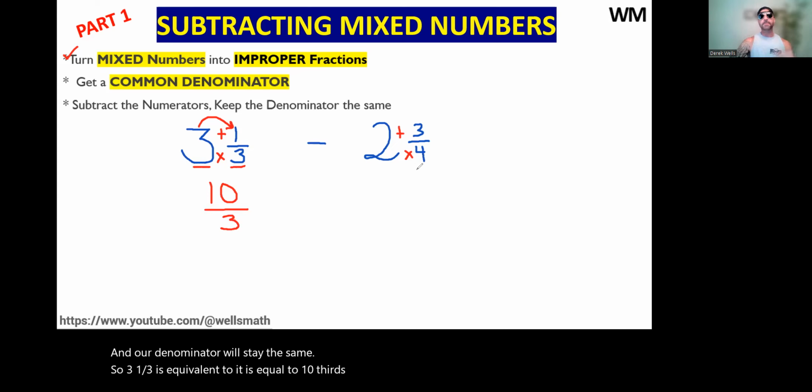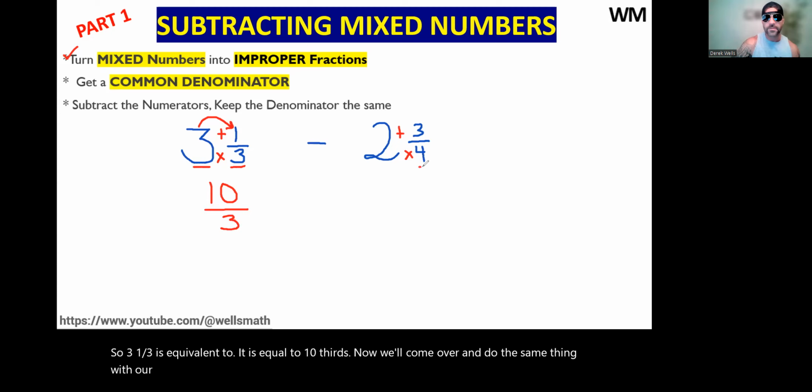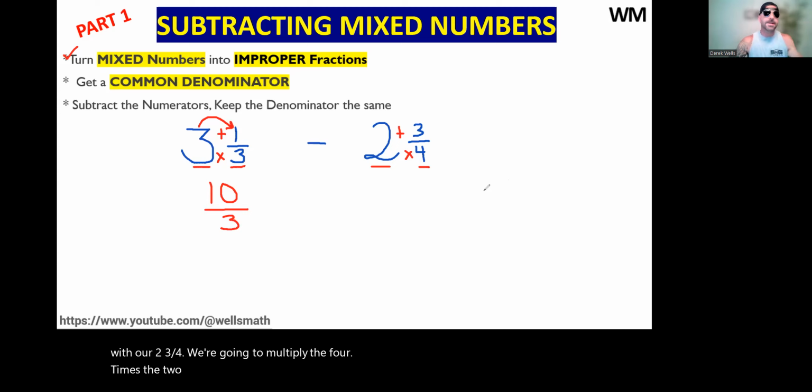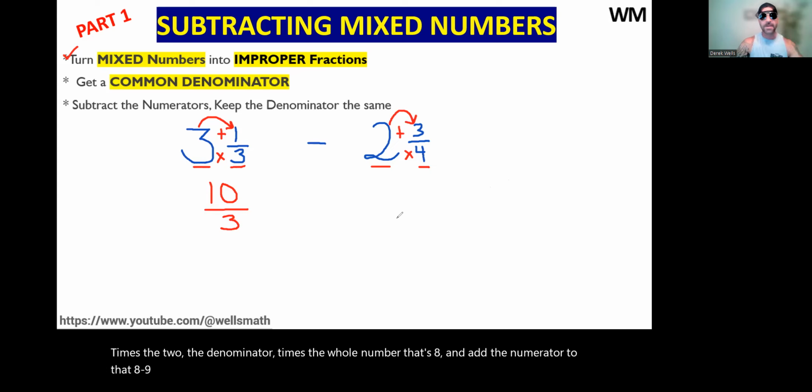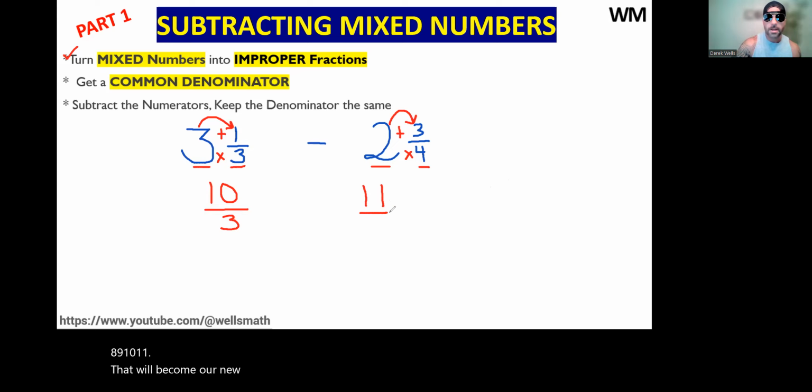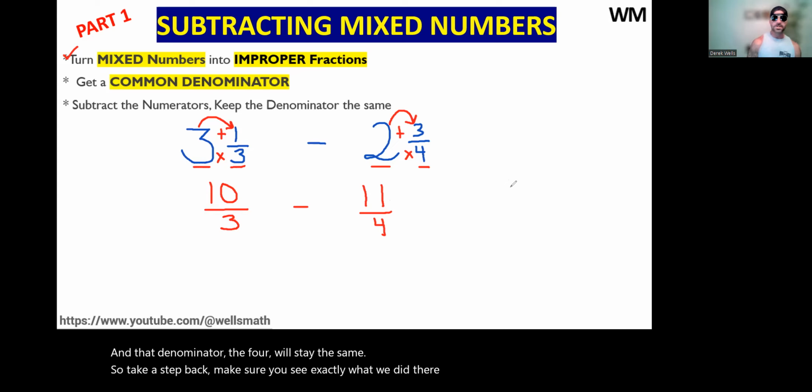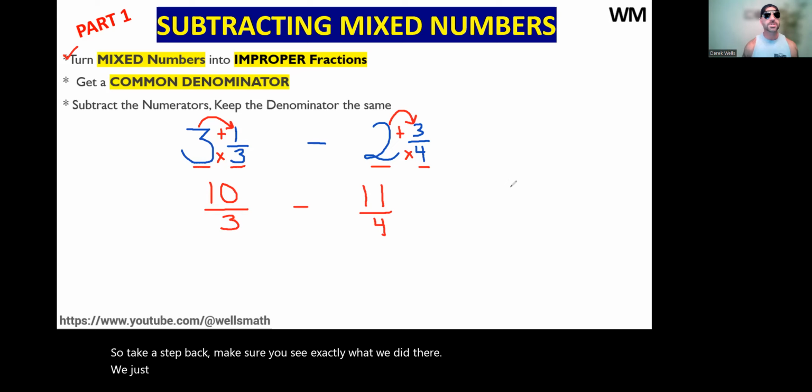Now we'll come over and do the same thing with our 2 3/4. We're going to multiply the 4 times the 2, the denominator times the whole number, that's 8, and add the numerator to that. 8, 9, 10, 11. That will become our new numerator. And that denominator, the 4, will stay the same. So take a step back, make sure you see exactly what we did there. We just changed both of our mixed numbers into improper fractions.